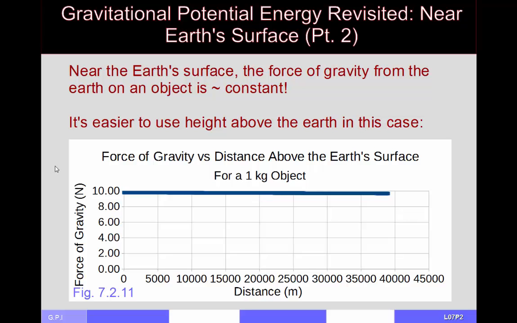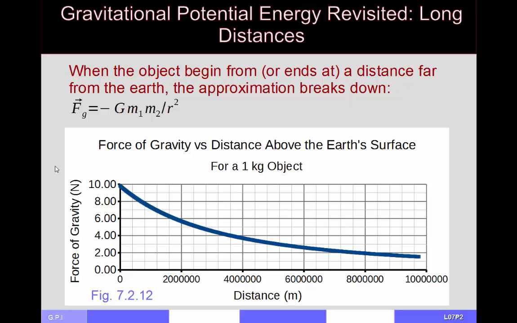And only if you go out to longer distances does this approximation start to break down. So, you can see how many zeros are in this distance. This right here is 2 million meters. And at the 2 million meter mark, you can see that, yes, indeed, the force of gravity has in fact decreased somewhat. We've gone from about 10 to about 5.5, let's say.